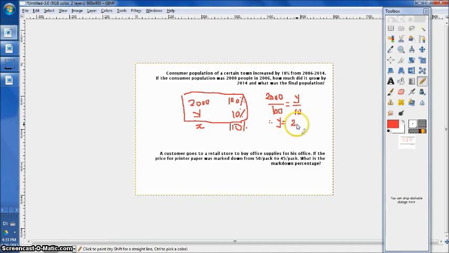Now, to figure out my x value, I can either solve for this the way I solved for the first half, or I can just add this 200 to the initial amount. So I know that my x equals 2,000 plus 200. So my x equals 2,200 people.